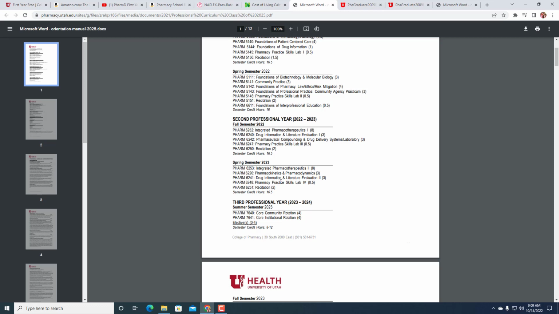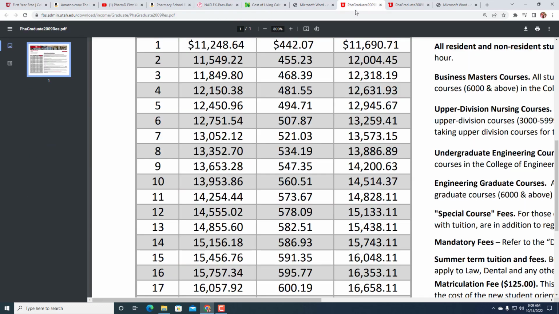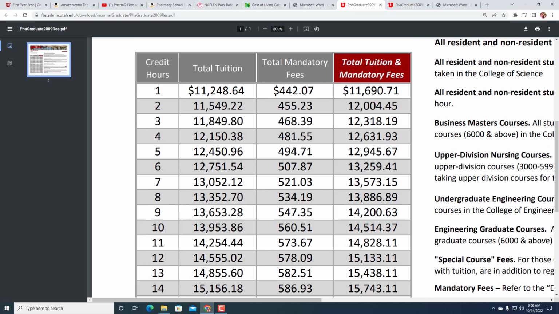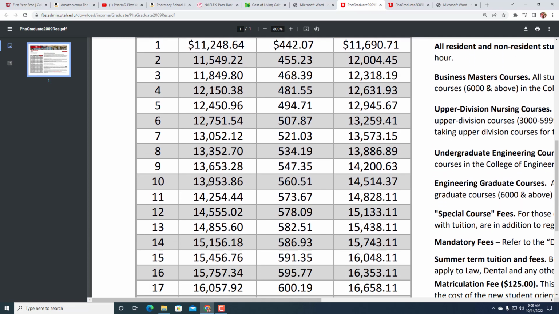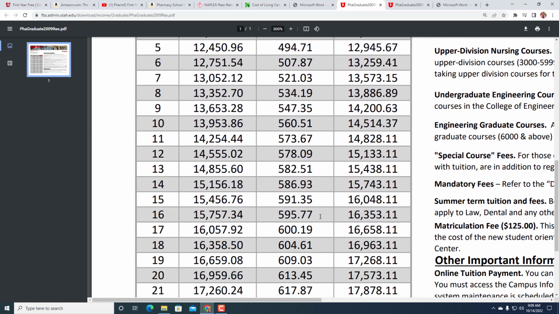And the reason I mention that is that their tuition is a little wonky in that they have tuition for each set credit hour. So I don't know where the 16.5 falls. I guess it falls somewhere between 16,353 and 16,658. But you're talking about $16,000 a semester.